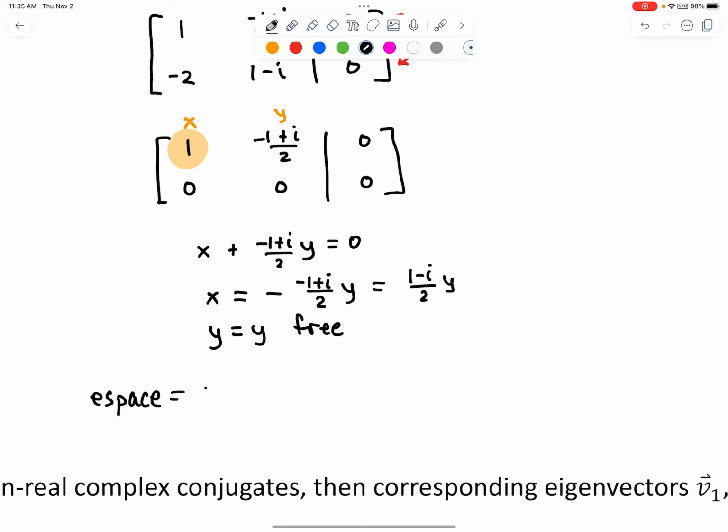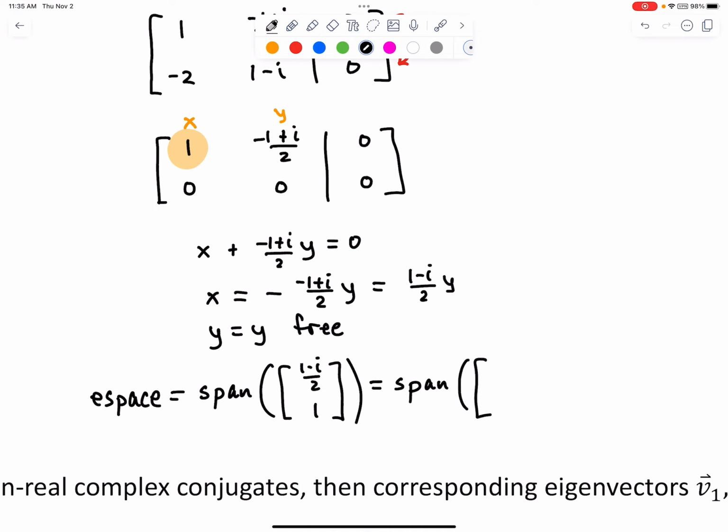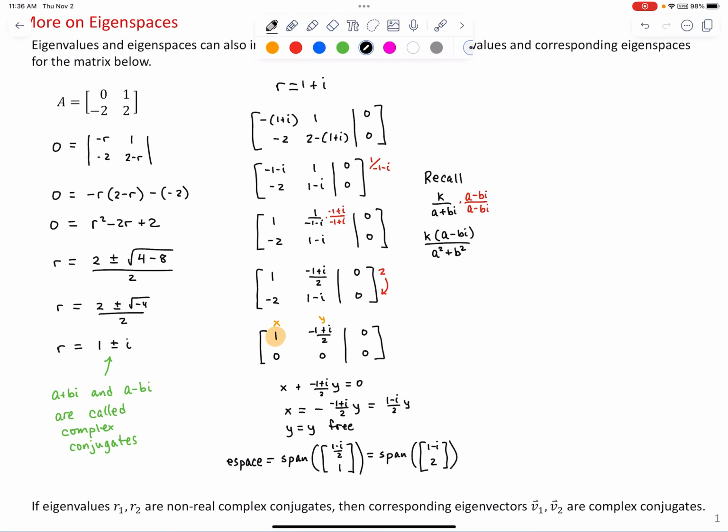So our eigenspace will be the span of a vector of the form: the first component will be (1 minus i)/2, and the second component will be 1. Now, if you don't want the fraction in there, you can go ahead and multiply this basis vector by any non-zero number. Let's go ahead and double it. And so we'll say our basis vector is now (1 minus i, 2).